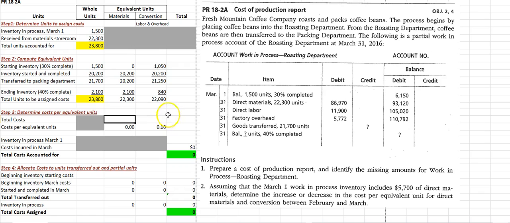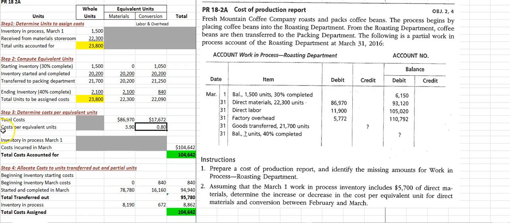Let's go ahead and put it in the proper cell. So for materials, I'm going to put the 86,970. And for conversion costs, which is labor and overhead, I am going to put both of these, 11,900 plus 5,772. And that's what I am going to allocate to these units over here.